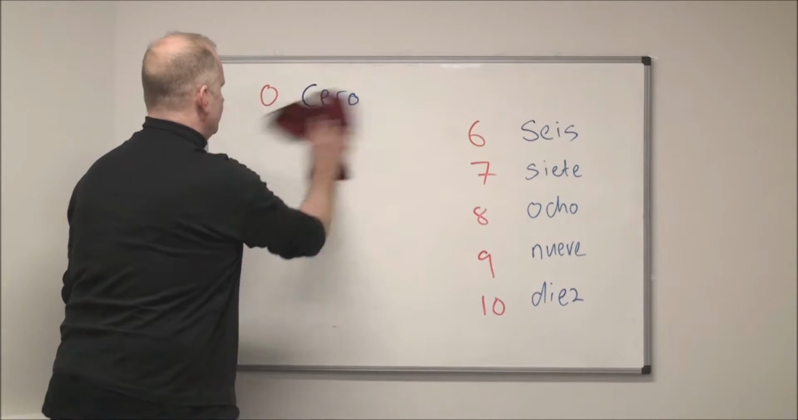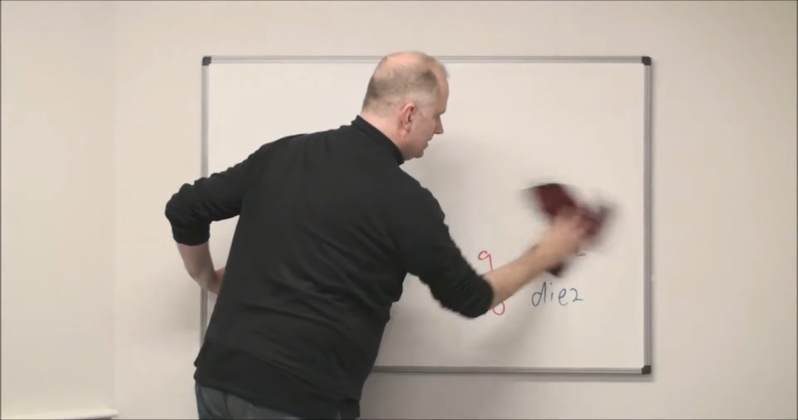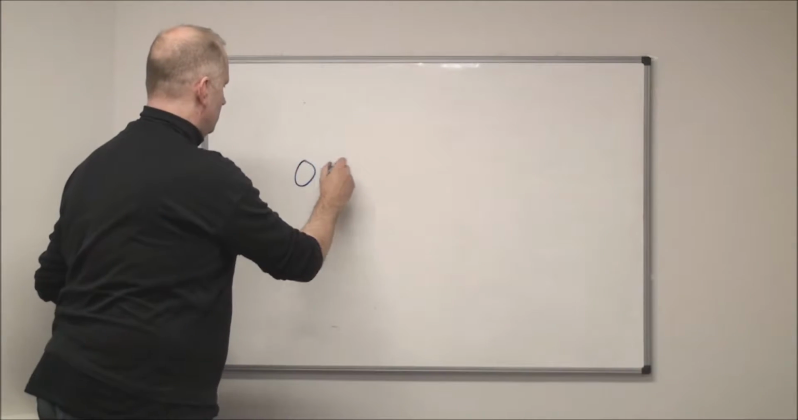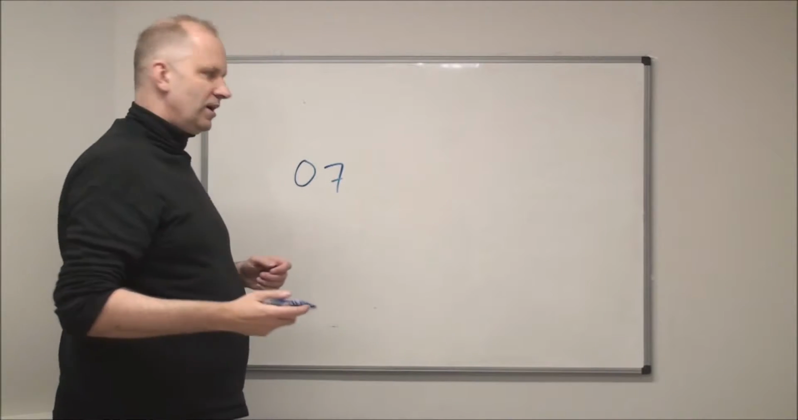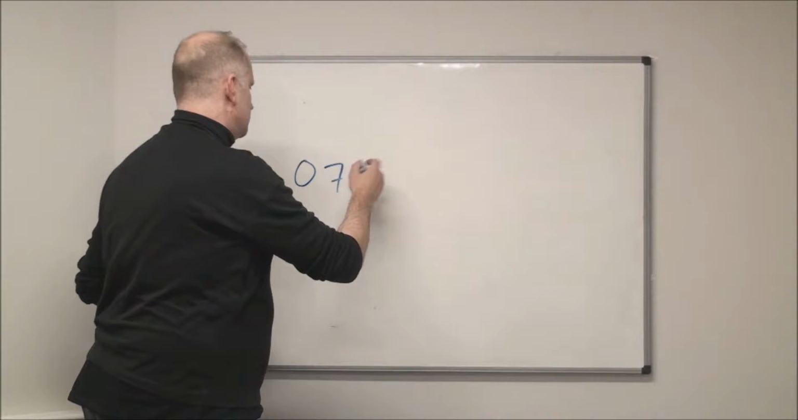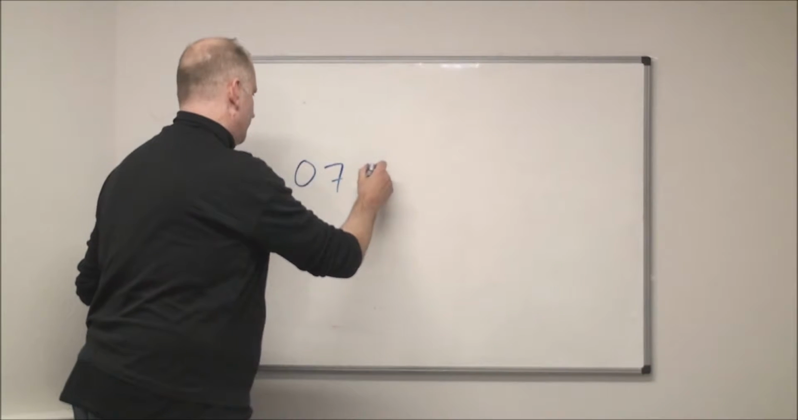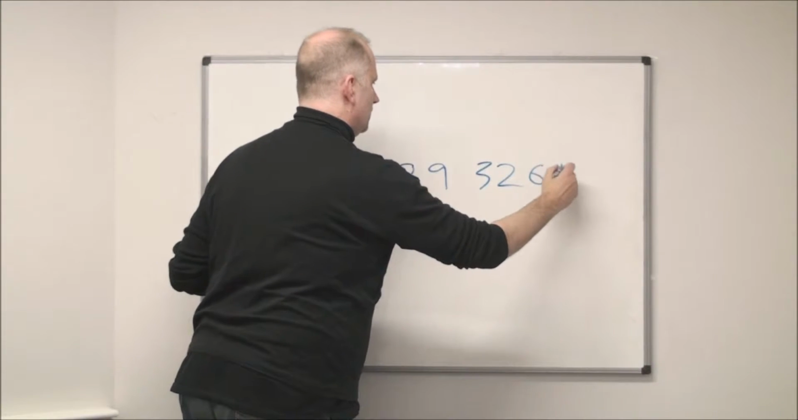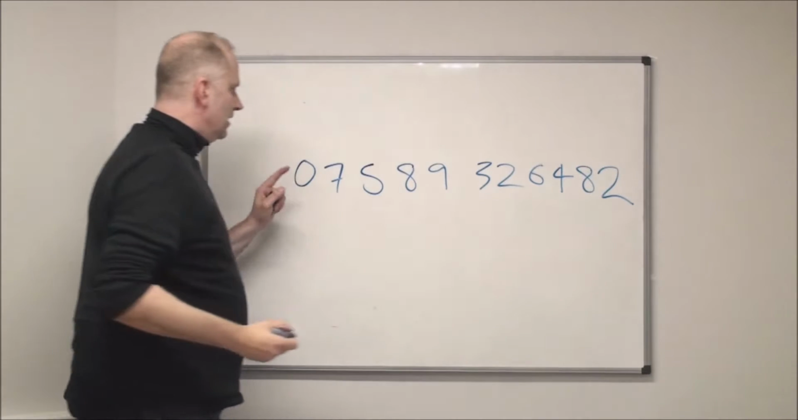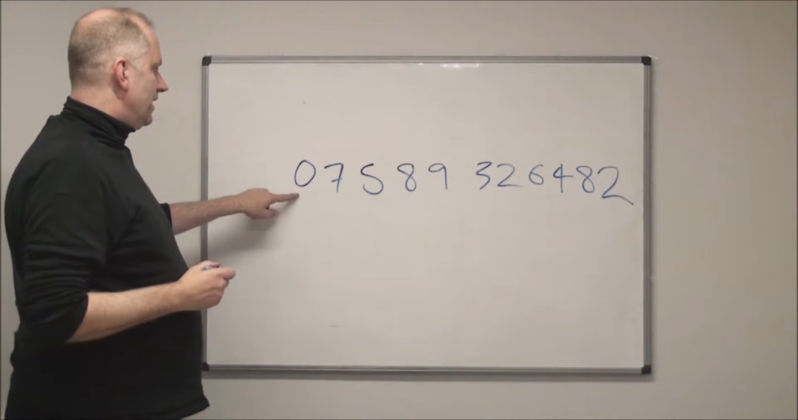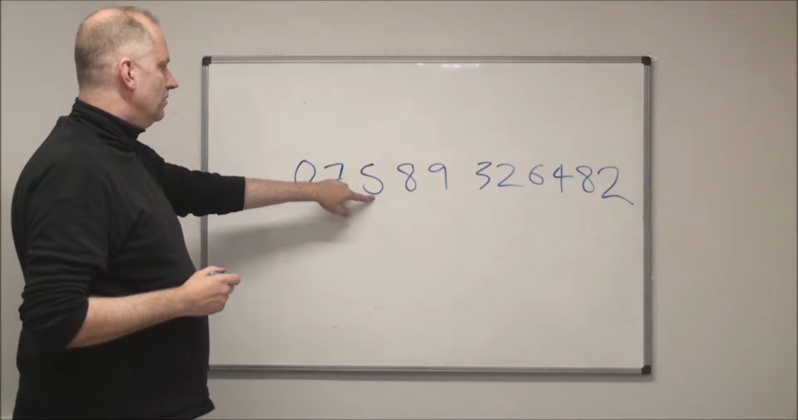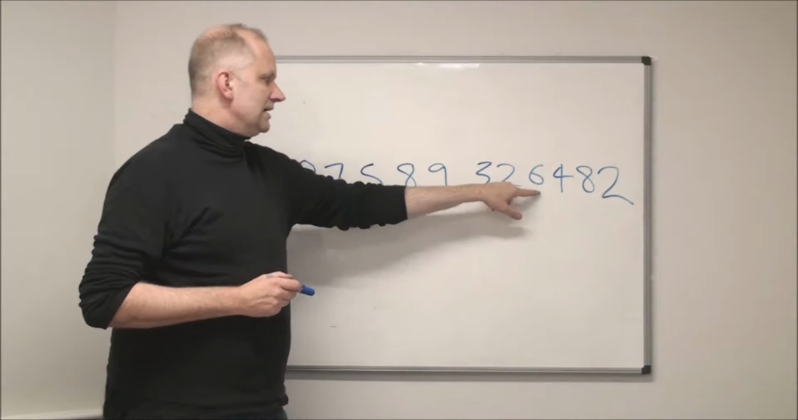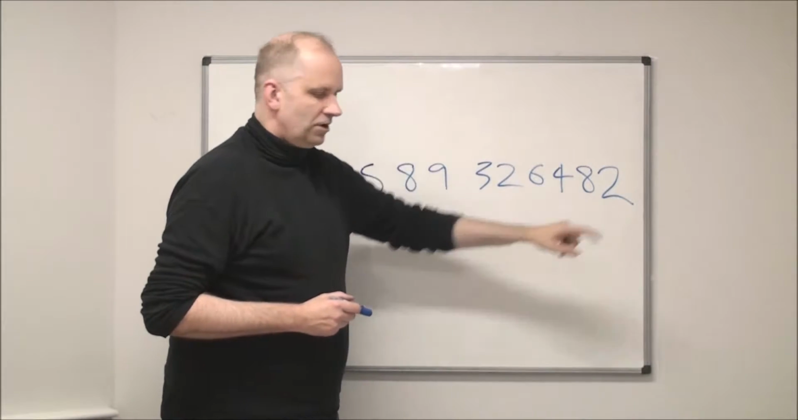The best way to practice it is perhaps doing something useful like saying the telephone number. So if I put my telephone number on the board, I should change it really, because otherwise people might be phoning me, and then it might be somebody else getting phone calls. So the telephone number is 0, 7, 5, 8, 9, 3, 2, 6, 4, 8, 2.